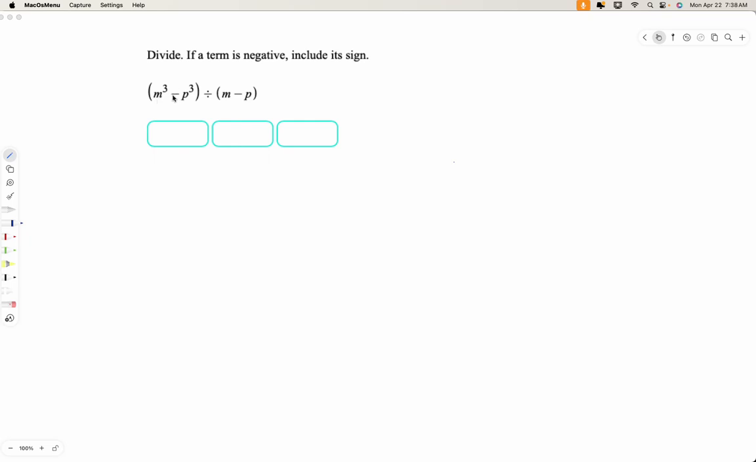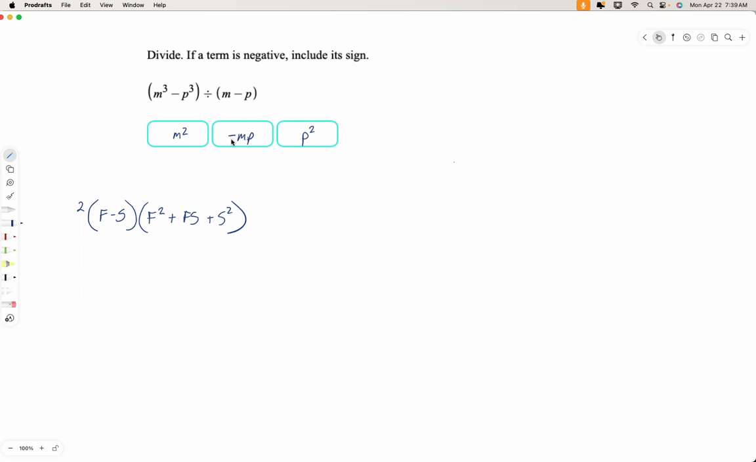m times m times m minus p times p times p, divided by m minus p. That's the minus, so that's the second form, right? So that would be the first thing minus the second thing times the first thing squared plus the first thing times the second plus the second thing squared, right? So the first thing squared is m squared. The first thing times the second thing is negative mp. And then the second thing squared would be p squared.